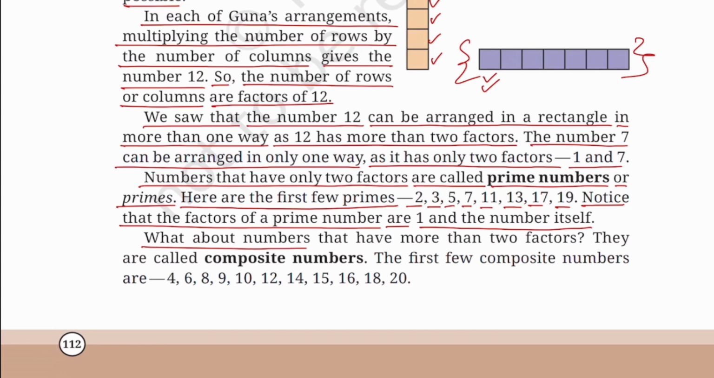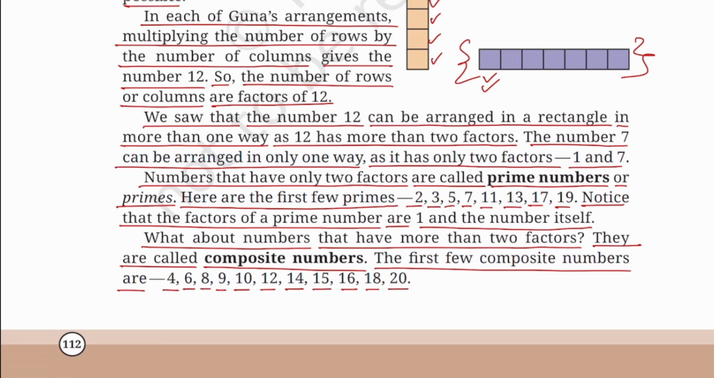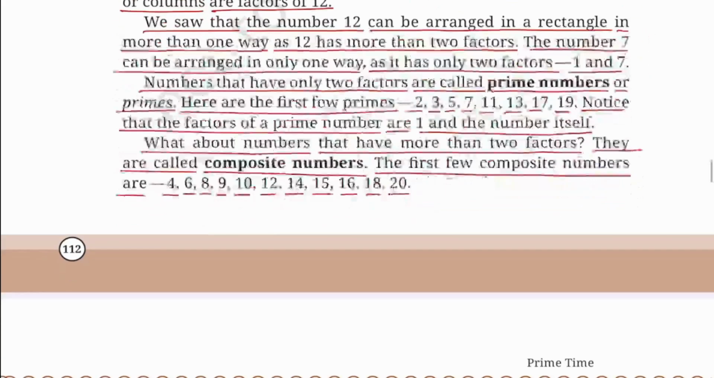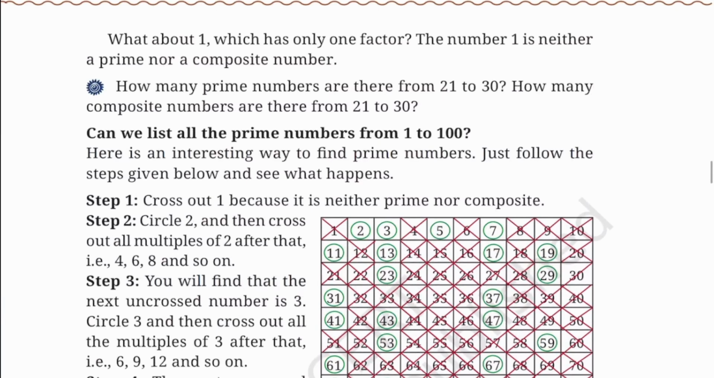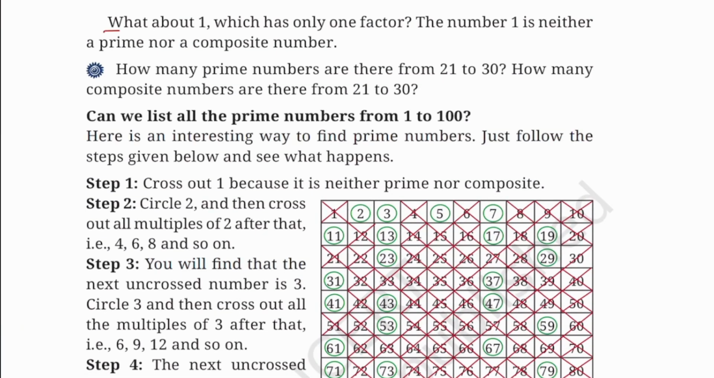What about numbers that have more than two factors? They are called composite numbers. The first few composite numbers are 4, 6, 8, 9, 10, 12, 14, 15, 16, 18, 20, etc. What about 1, which has only one factor? The number 1 is neither a prime nor a composite number.